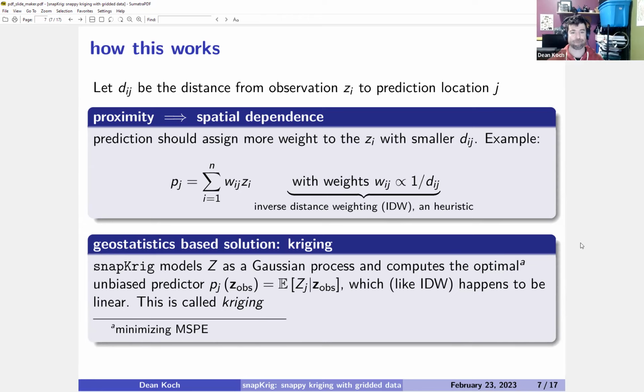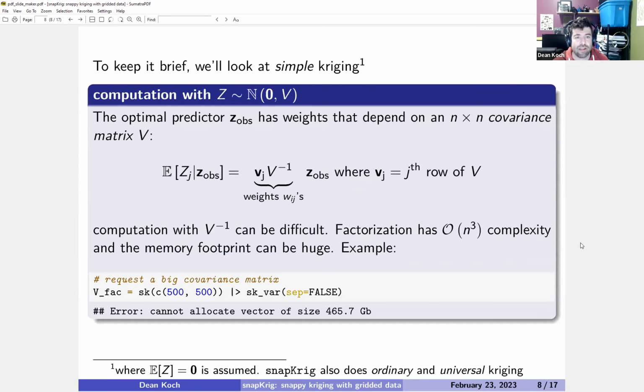So this technique of deriving the optimal unbiased predictor is called kriging. And I'm just going to show you the simplest form of this, which is called simple kriging. This is where we're assuming that the mean value is fixed and known. And in that case, the optimal predictor looks like this. It has a very simple looking form, simple algebraically.